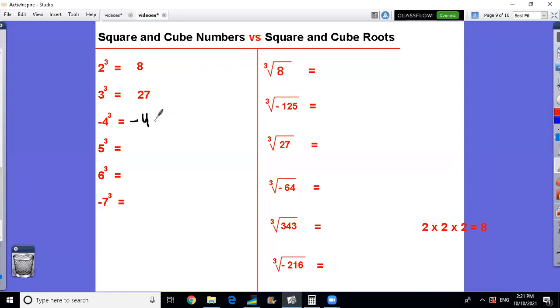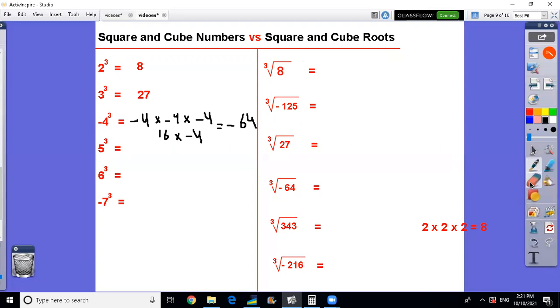Let's try this. What is negative 4 multiplied by negative 4 multiplied by negative 4? Negative 4 times negative 4 is 16. But when I multiply 16 by negative 4 again, what's the answer going to be? Is it going to be positive or negative? Exactly. Now, positive times negative is going to be negative. So 16 times 4 is going to be 64. That's going to be our answer. Negative 4 cubed is negative 64.